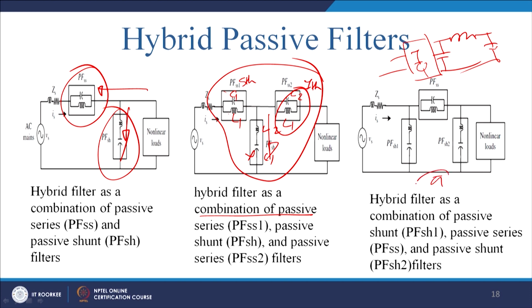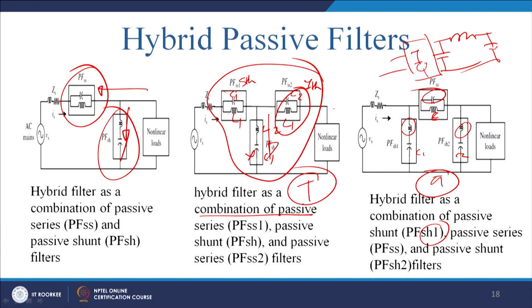So, this network is called the pi network, this network is called the T network. The hybrid filter is a combination of the passive shunt PSHS1 and the passive series PFSS and the passive shunt network. So, same way you have this C1, C2 and this L, it can eliminate a particular frequency, and same way this L and C will also behave as a band pass, low pass, and many combinations are possible also.